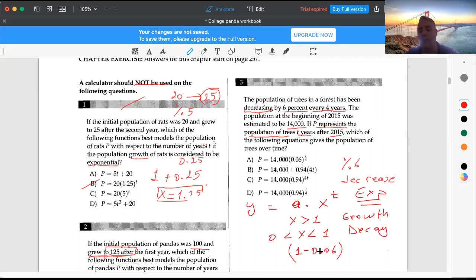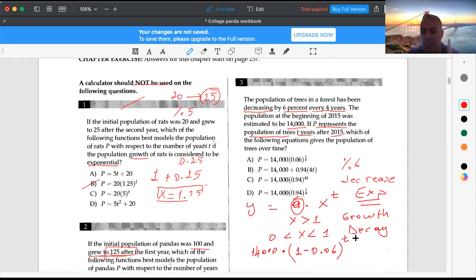One more time, I want to underline. If it says increase 6%, I have to say 1 plus 0.06. Since it says decrease, 1 minus 0.06. 1 is fixed, always we use. Why? This is a total amount. This is like 100% is 1. Okay? And then times the initial value, which is A. So the initial value, it says 14,000, which is here.